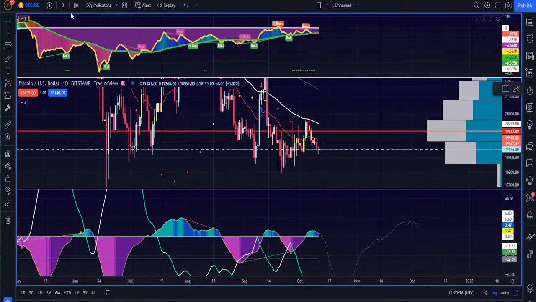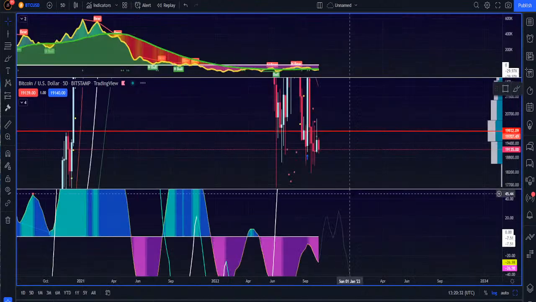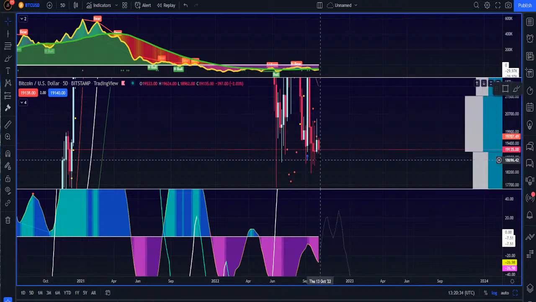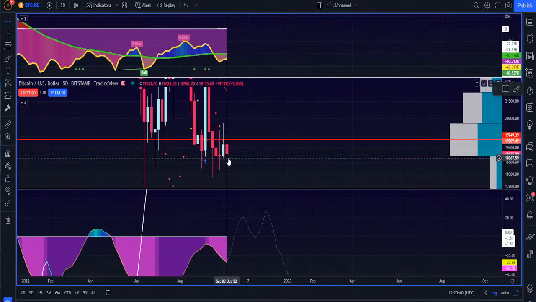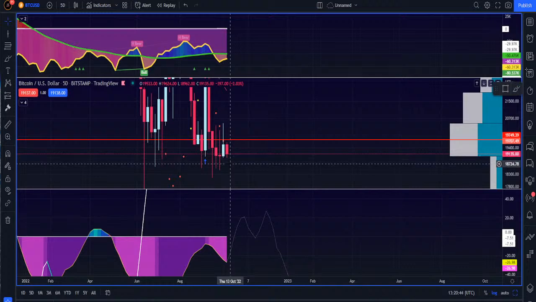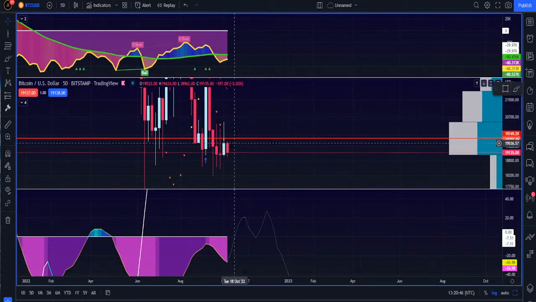Now we have a new close. Let me see the time. Let me see here on the chart. Okay, yeah. Tomorrow we have a new close, as you can see here. Let me show you here. We are going to have a new close in the next 2 days. 2 days more.